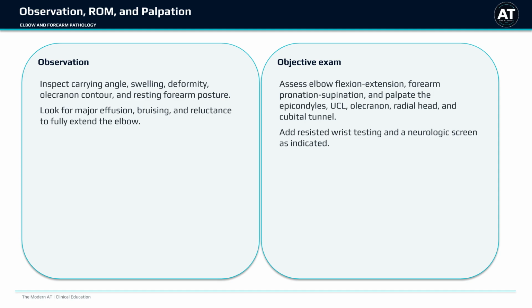Assess elbow flexion and extension, then forearm pronation and supination. Painful loss of rotation after a fall is especially concerning for radial head injury. Palpate the epicondyles, common flexor and extensor origins, UCL region, olecranon, triceps insertion, radial head, and cubital tunnel. Add resisted testing and neuroscreen as indicated.